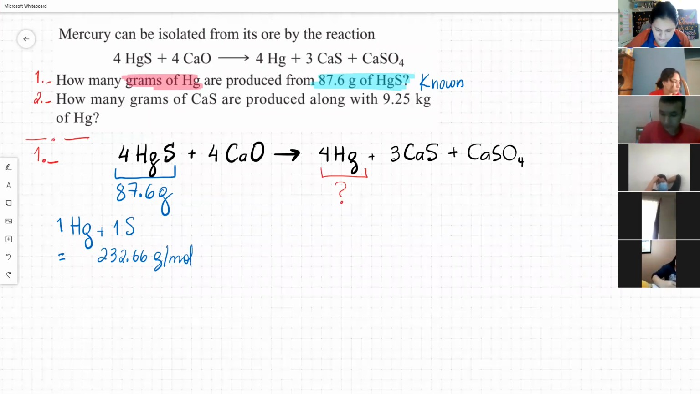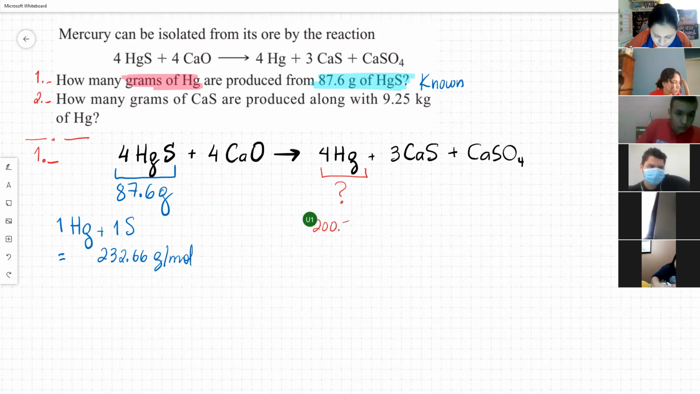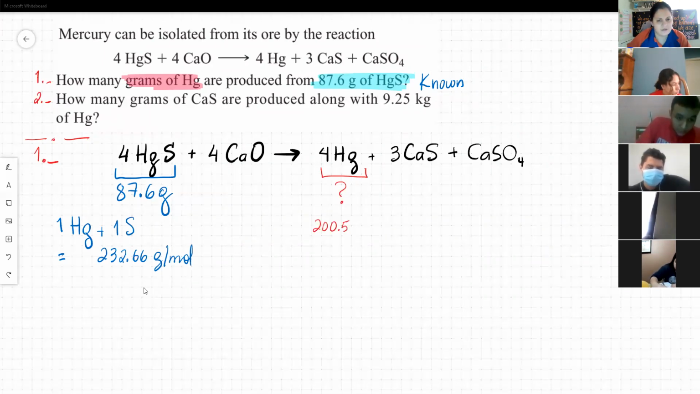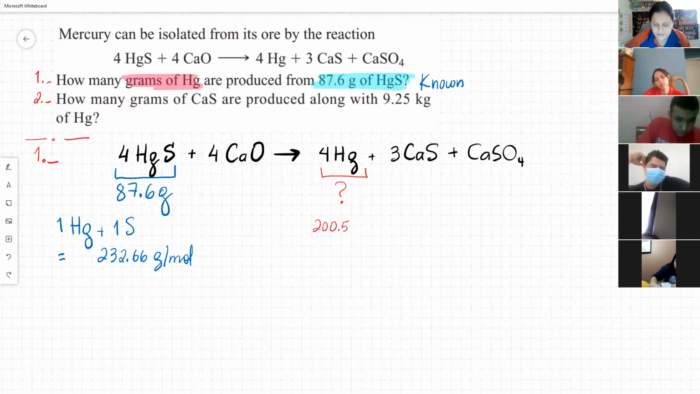And for mercury, it's going to be the same atomic mass, okay? It's going to be 200.59, because it's a single element. It's not combined.